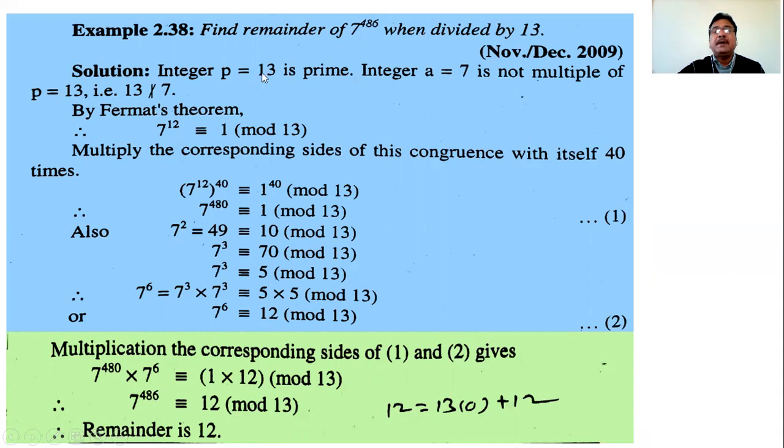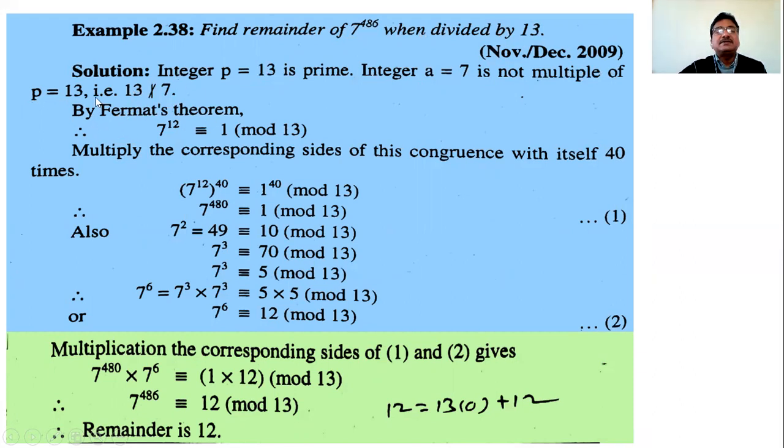So 13 is a prime number, P is denoted by P. 13 is a prime number, and take A as the integer 7, which is not a multiple of P. That is, 13 does not divide 7, obviously, because 7 is smaller than 13. 13 does not divide 7.